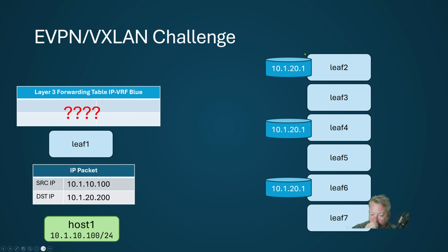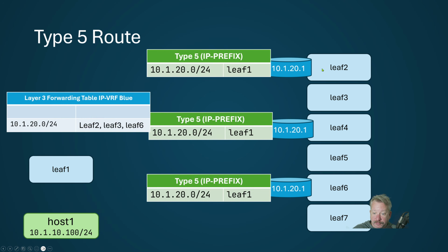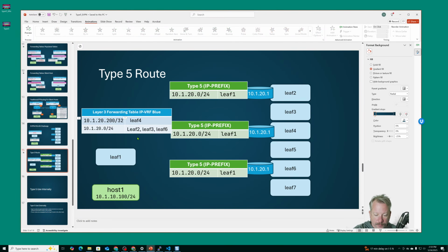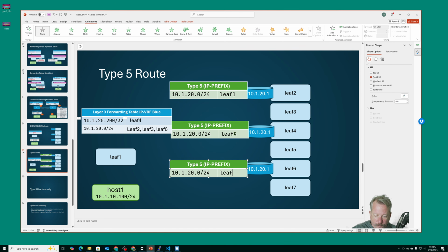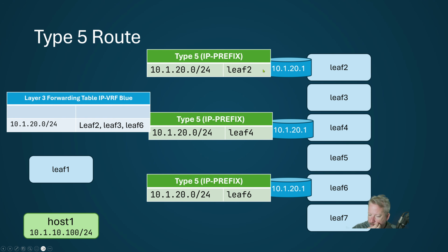So when leaf 2 configures 10.1.21 as its Anycast gateway, it's going to generate this type 5 route. I made a mistake here, so that should be leaf 4 and leaf 6. Leaf 2, there we go. So it's going to generate these type 5 routes, which will get populated into leaf 1's table. So now we have an entry, so we know where to send a packet to try to find a host that we don't know about.